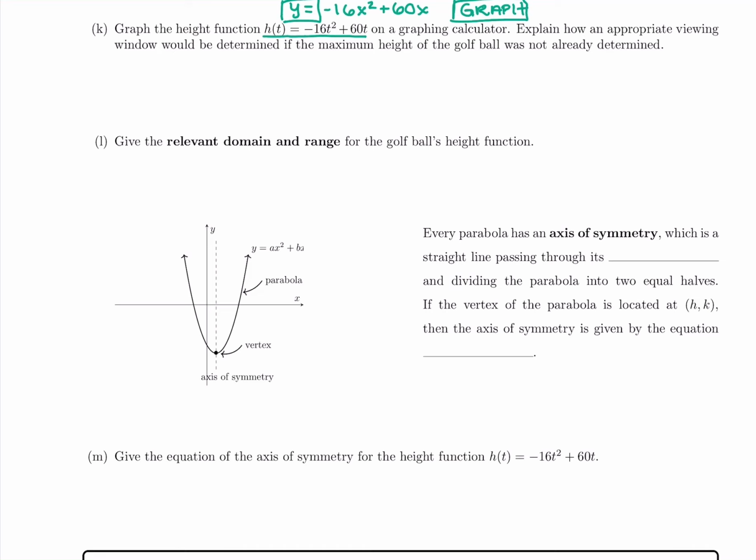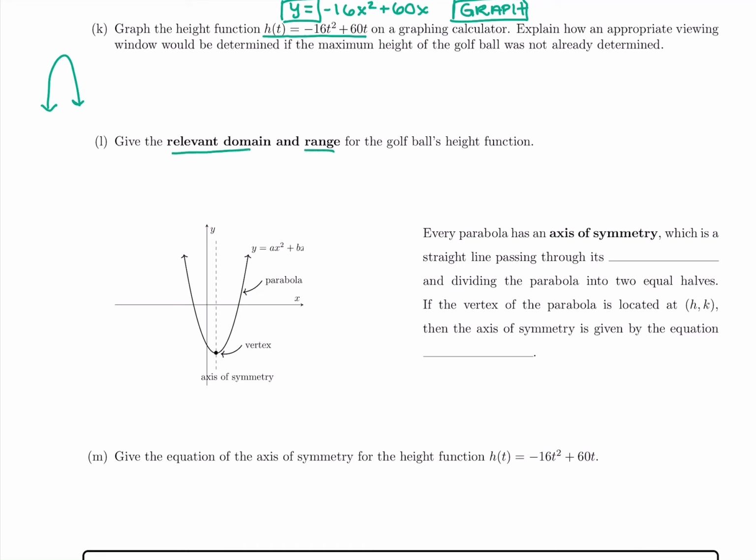You might need to adjust your window to see the whole thing, but we want to determine the appropriate domain and range. So looking at this upside down parabola, it would look like the domain is all real numbers, and the range goes from -infinity to whatever my y value is for the highest point, which we already said was 56.25. So we want to determine what the relevant domain and range are.